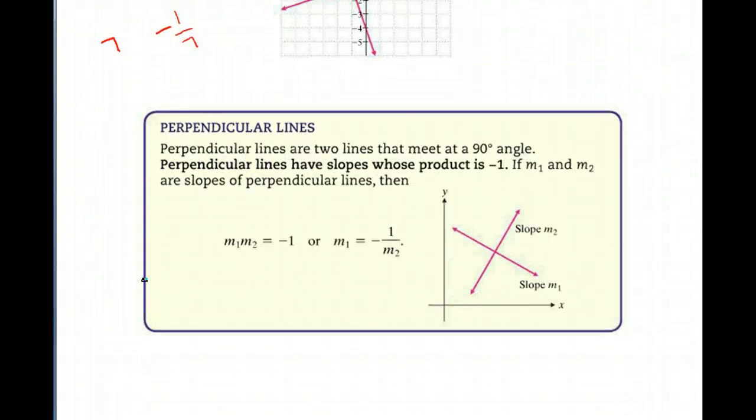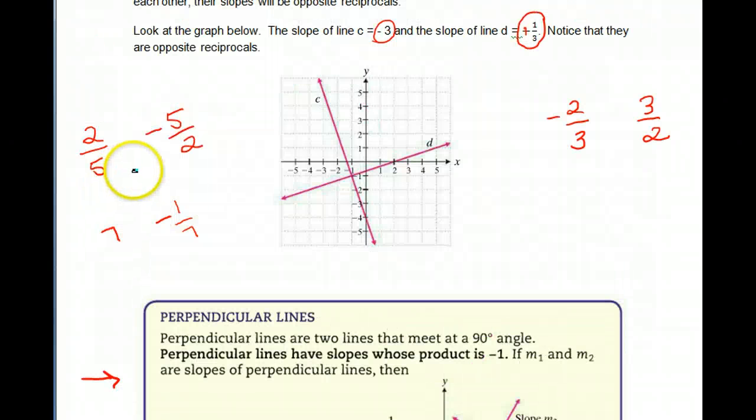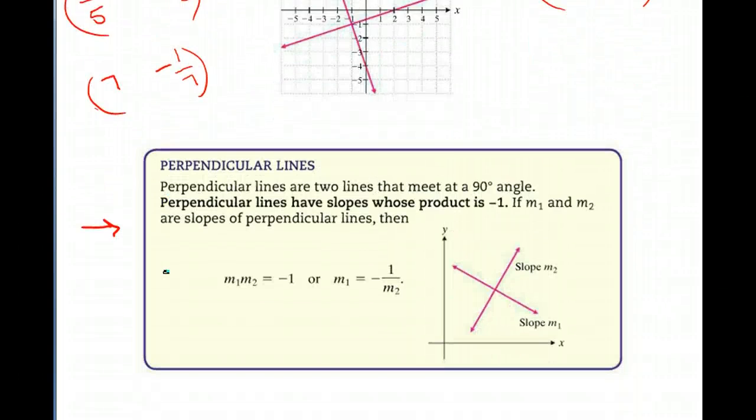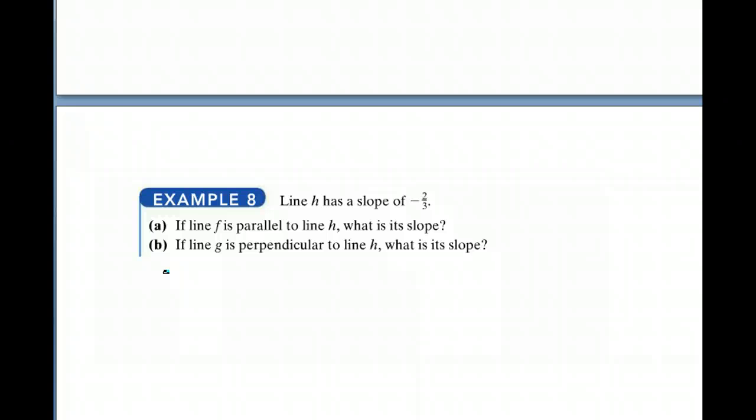So perpendicular lines are 2 lines that meet at a 90-degree angle. The perpendicular lines have slopes whose product is -1, and their slopes are opposite reciprocals. If you look at all of the examples that I gave you, if you were to multiply each and every single one of them, they would multiply to -1. I personally think it's easier to look for the opposite reciprocal.